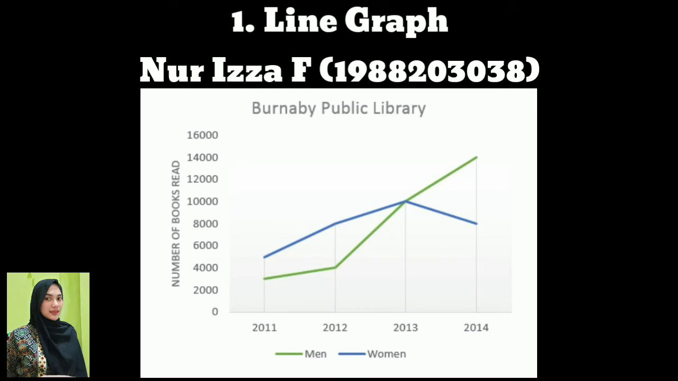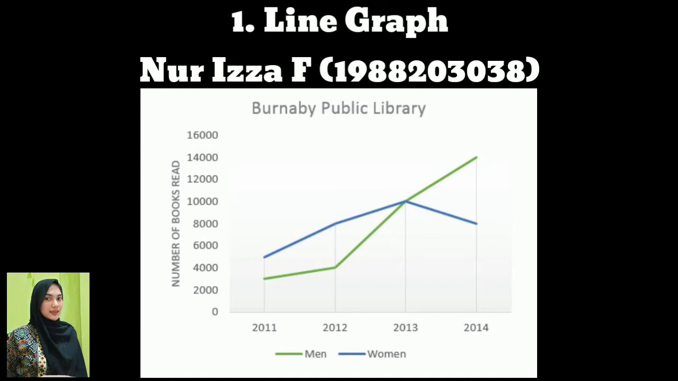The graph gives information about Burnaby Public Library between 2011 and 2014. It shows how many library books people read over this 4-year period. As can be seen from the graph, there were different trends for men and women. The number of books read by men increased steadily between 2011 and 2012, from about 3,000 to 4,000. After that, the number rose dramatically to 14,000 books in 2014. This was the highest figure in the period.